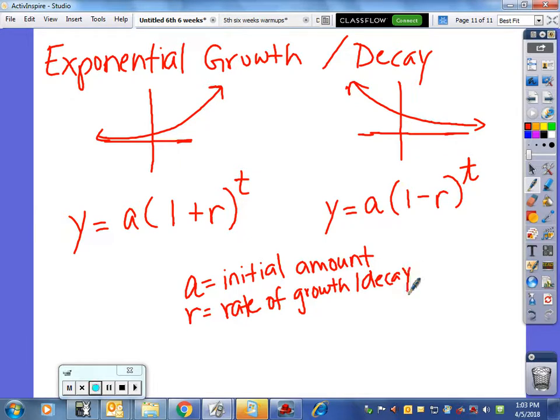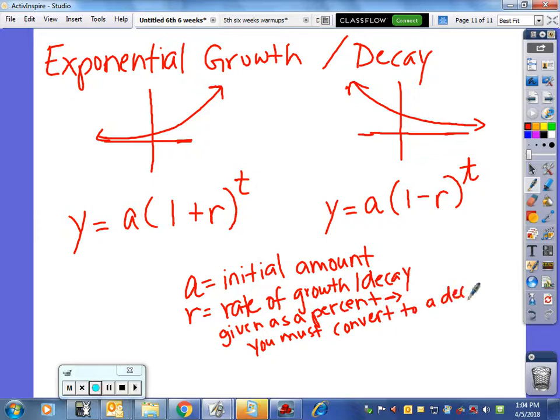Now, for these problems, this rate is usually given as a percent, but you have to convert it to a decimal. You cannot put a percent into the formula. You've got to convert it to a decimal number. And then t equals the time, and it could be any unit of time. It's whatever unit of time you're talking about in the problem. It could be minutes, hours, weeks, months, years, whatever.